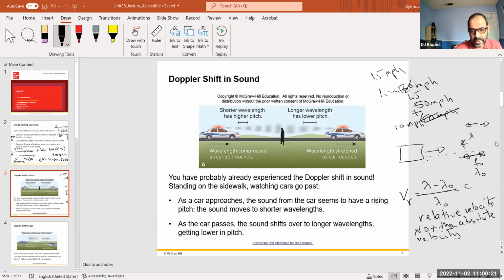So this is what this thing is. It doesn't measure the absolute speed, it measures the relative speed. And that's all you care for, honestly. You don't care for the absolute speed. So this is the Doppler shift, okay?